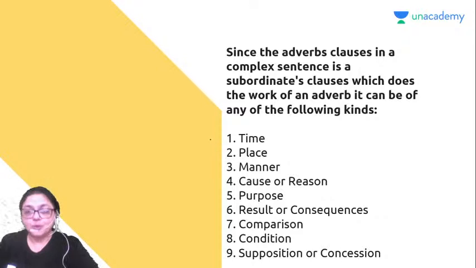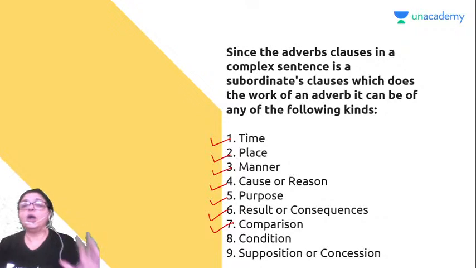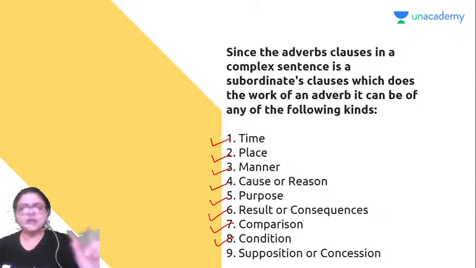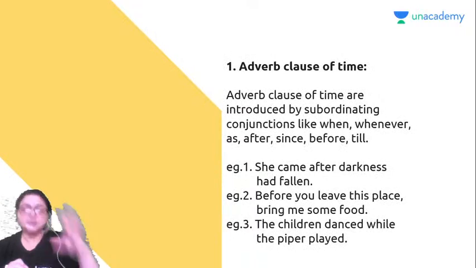Now, what are the 9 types? We have time, place, manner, cause. Cause is the reason. We say cause or reason. The purpose, that is why. The result, what is the result or the consequences. The comparison, when we compare two things, we call it a comparison. Condition, if. Okay, the word condition immediately puts the word if to your mind. Okay, now supposition or concession. So when you give a little bit of concession to your thoughts. Now let us understand these things, and then we are going to go on a small exercise.